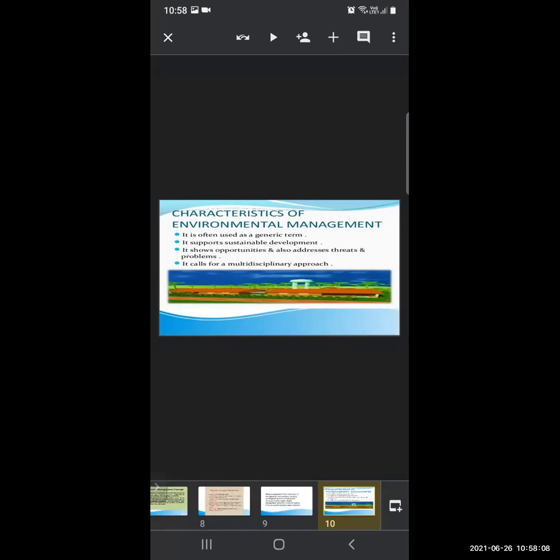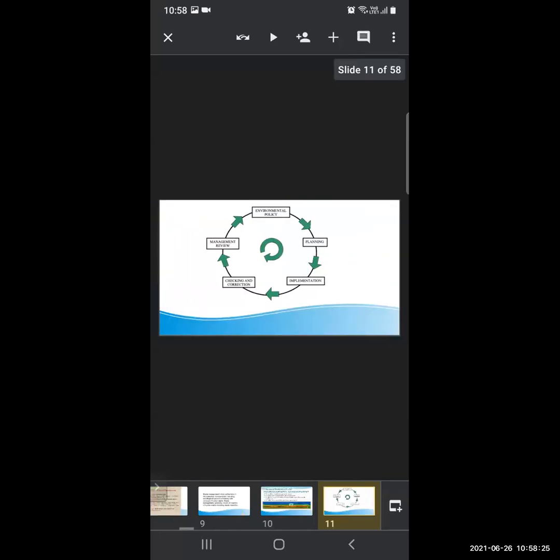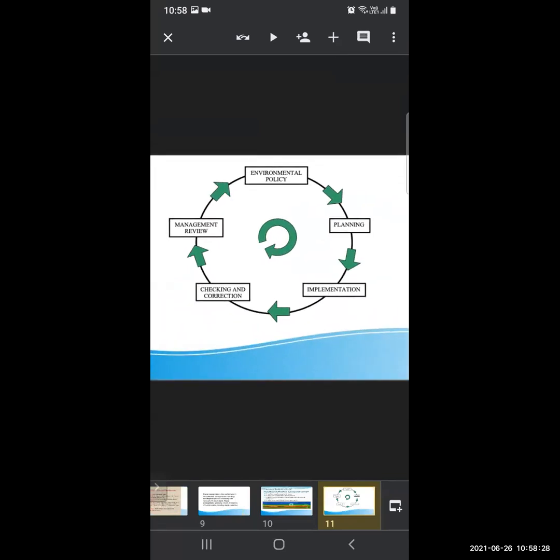Characteristics of environmental management. It is often used as a generic term. It supports sustainable development. It shows opportunities and also addresses threats and problems. It calls for a multidisciplinary approach. This is the cycle, that is environmental policy, planning has to be done, implementation, it should not be only on papers, you have to implement the rules and regulations made by the government, then checking and correction and management review. So this is the cycle, it should be followed properly.